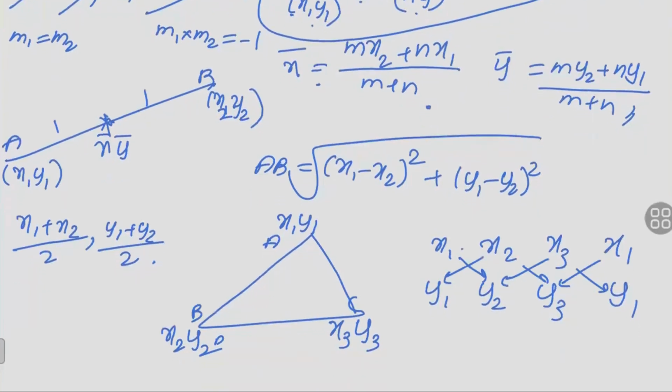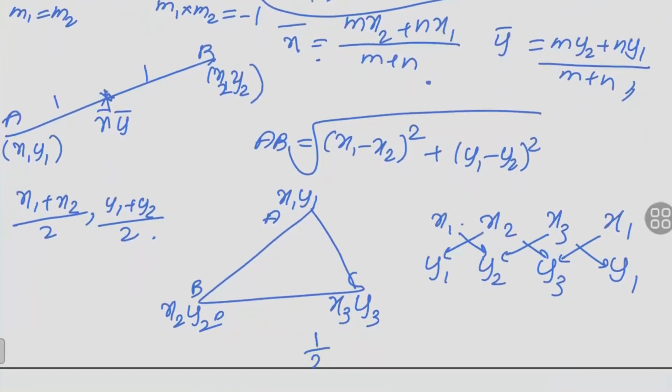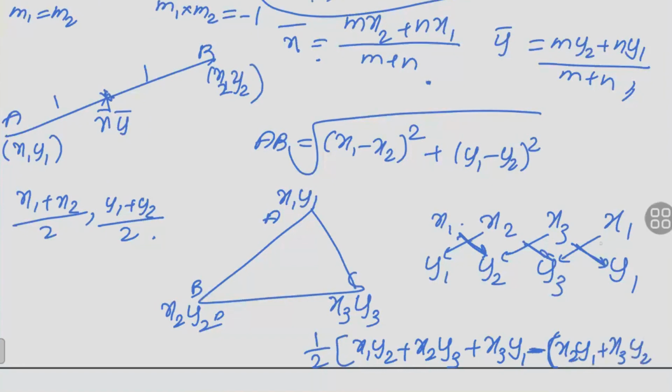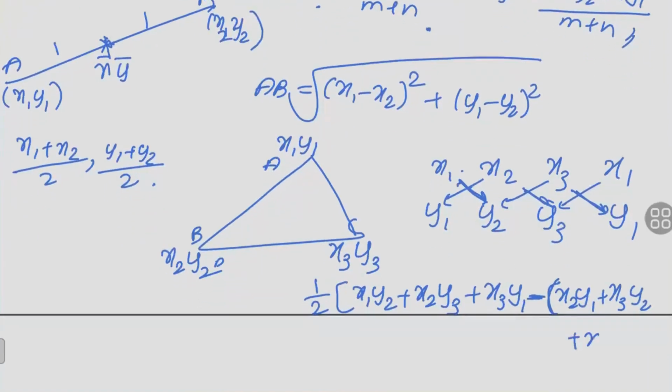Write the area this way: half into x1, y2, x2, y3, x3, y1. This way, now all I wrote is positive. The other way is negative. Put the negative symbol and take it out: x2, y1, x3, y2, x3, y1, right? This one. This is the answer. This is negative relevant to all three, right?